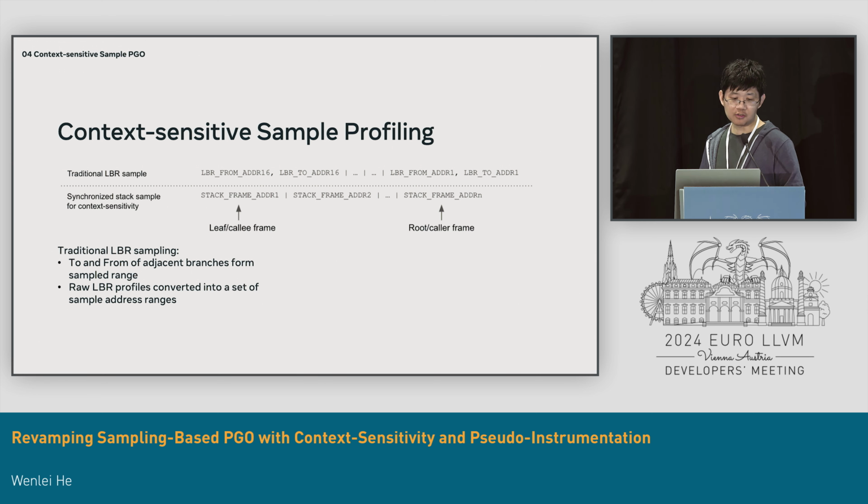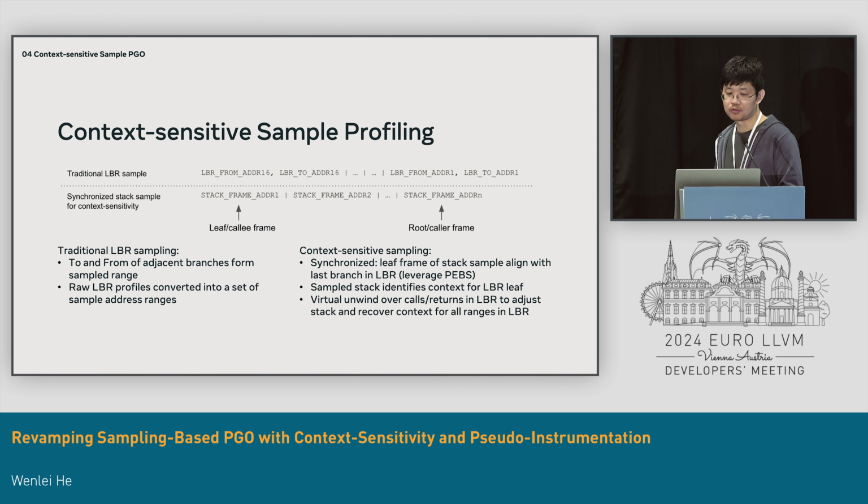Now, if on top of that, we also take synchronized stack samples, we would then be able to use the stack sample to identify the calling context for the leaf branch of the LBR. And we can also replay the LBR branches backwards on top of the stack sample to recover the calling context for any branches and ranges within the LBR. Say if we encounter a call in the LBR, we would then just pop a frame from the stack sample, and the adjusted stack sample can be used to identify the calling context for branches before the call in the LBR. This is something that we call virtual unwinding.